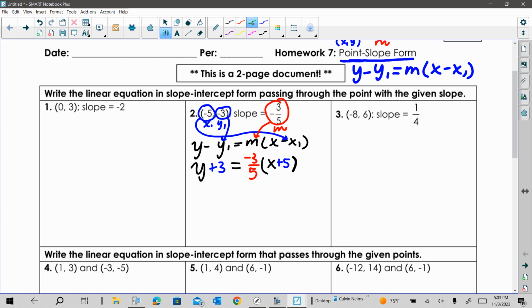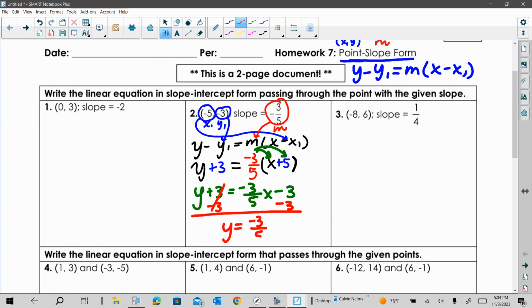To get to slope-intercept form, we solve for y using the steps on our last page. We first have to distribute. So this is y plus 3 equals -3/5 x, and this turns into -3. Then we solve for y by subtracting 3 on both sides. The final equation is y equals -3/5 x minus 6. I'm going to box that, and that's what we're going to get.